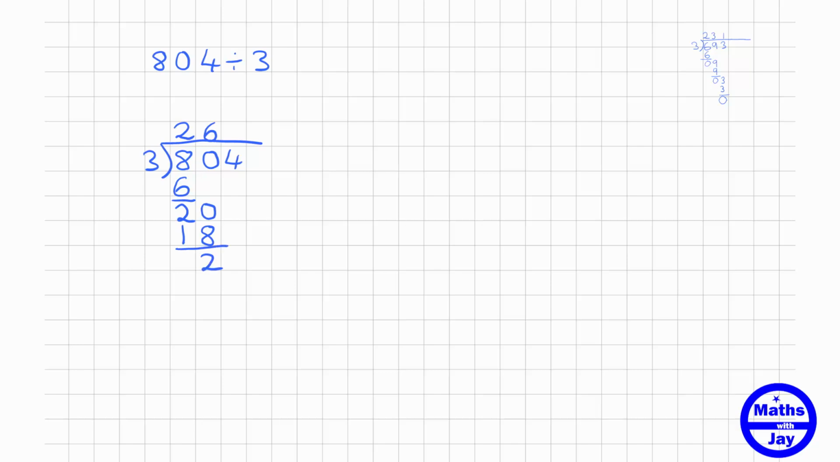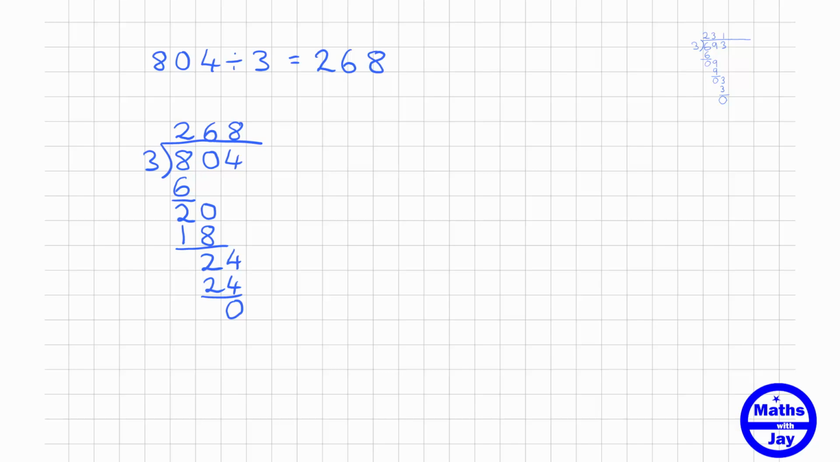And then we bring down the next number, so that's the 4. And then 3 into 24 goes 8. And so we've got 8 3s are 24. And now we have got 0. So we're done. And we can now write down that 804 divided by 3 is 268. And we could check that that's the right answer by multiplying 3 by 268. And so hopefully you can do that for yourself. And then the next example will be slightly more difficult again.